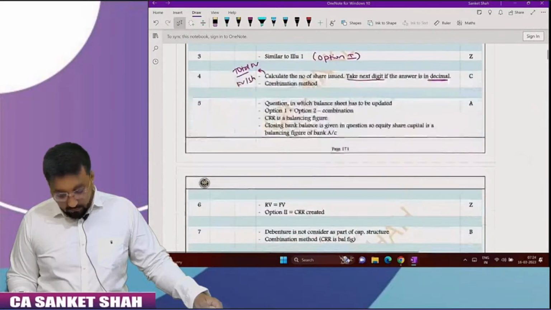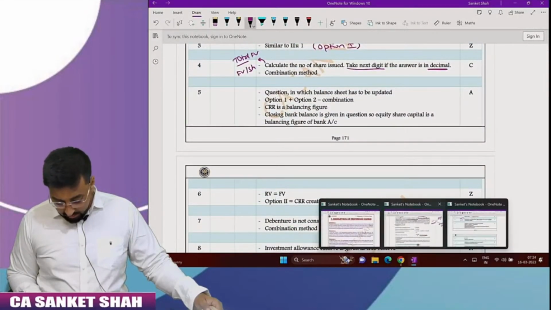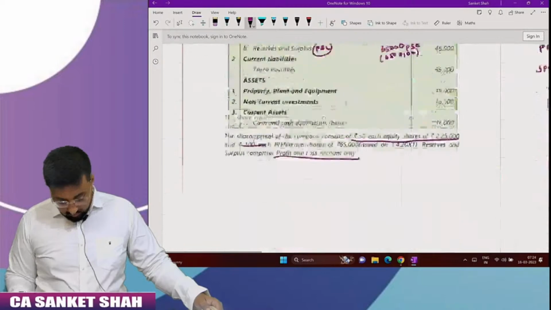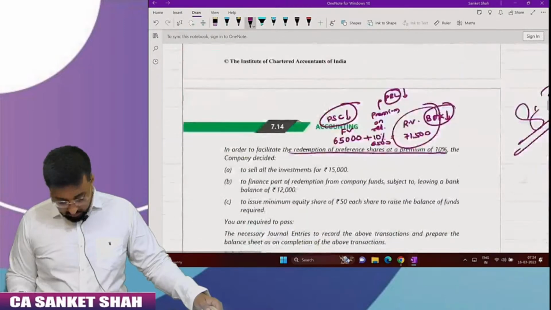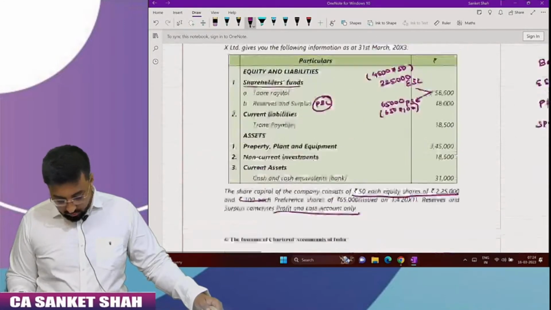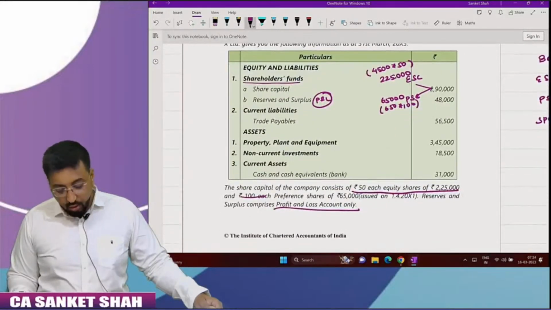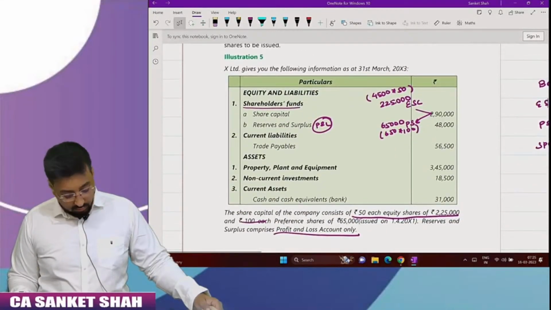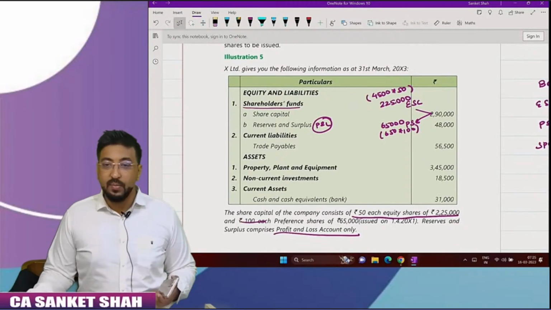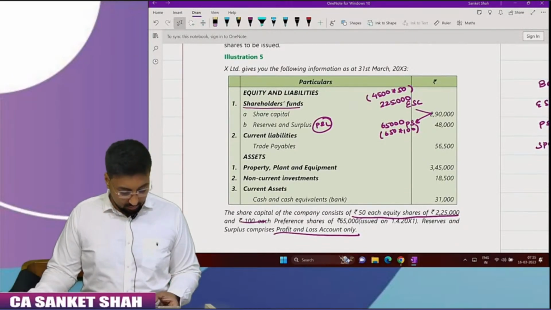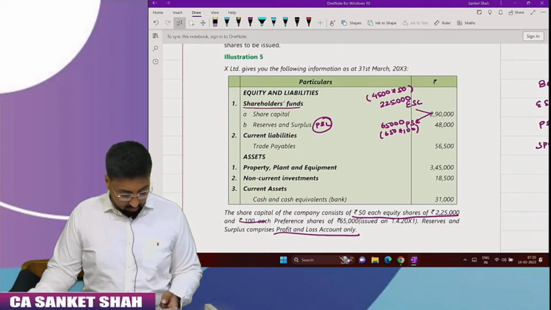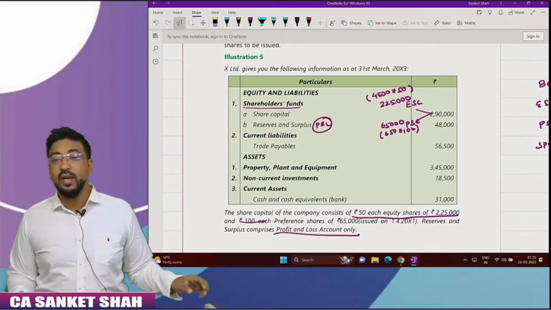I think number 5 is already completed. No, is number 5 completed or not completed? Number 5 completed hua hai ya nahi, jaldi se batao.